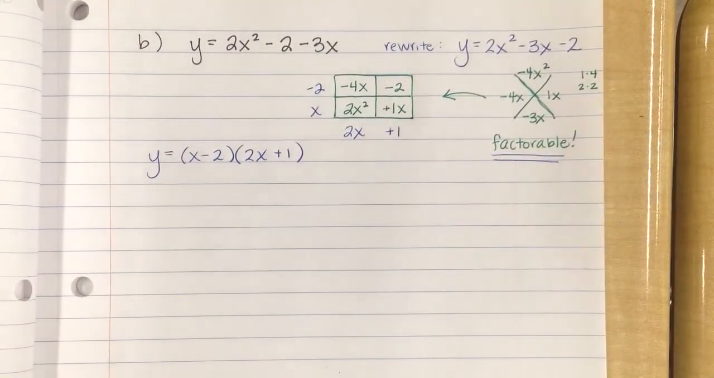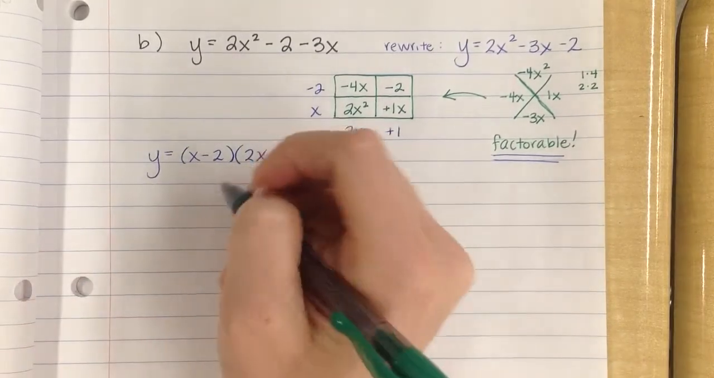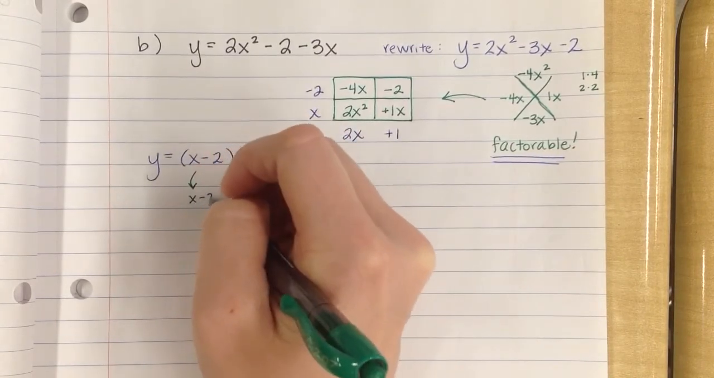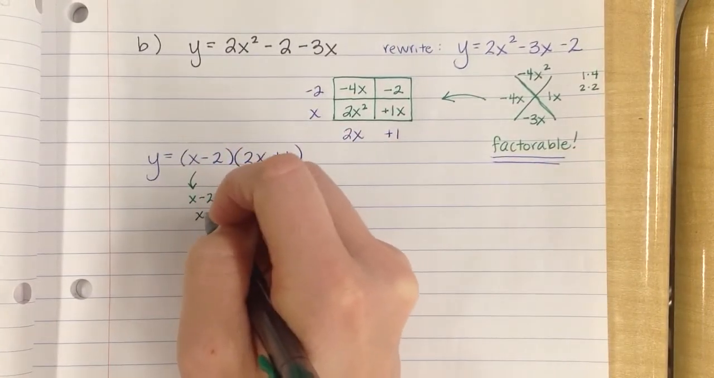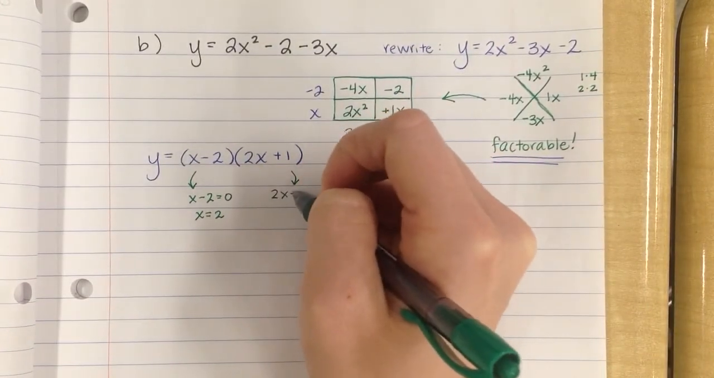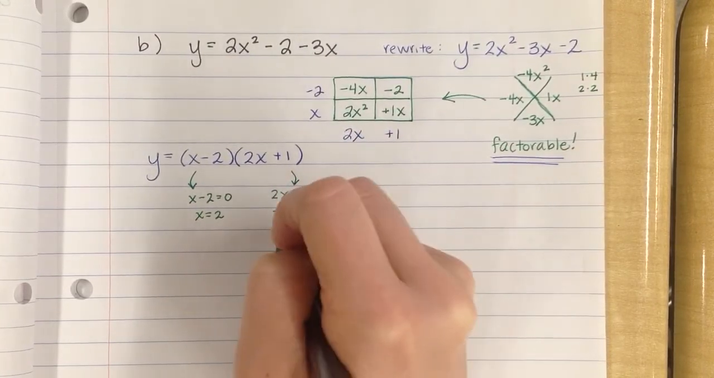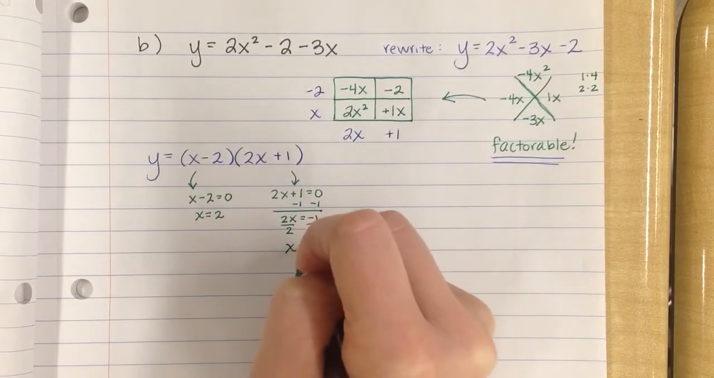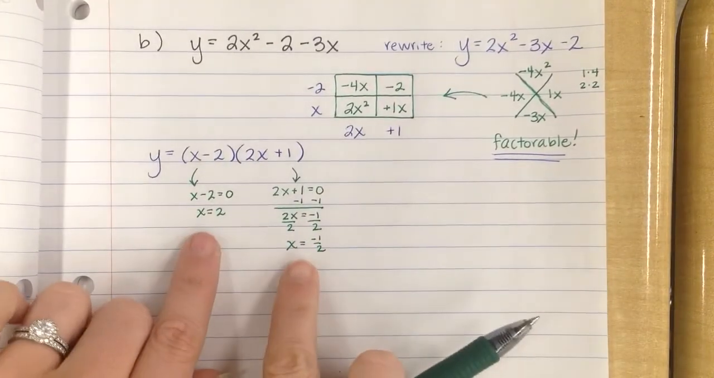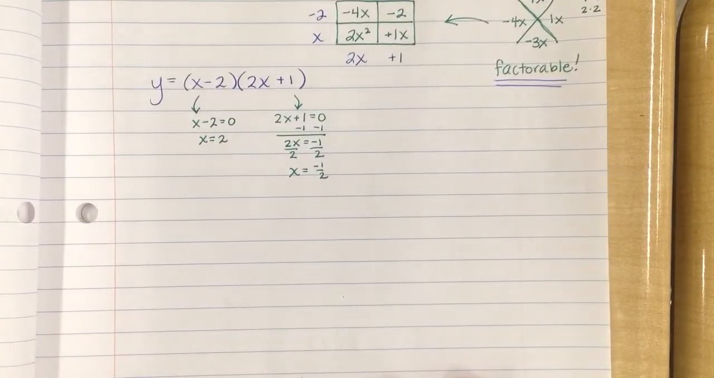Because this is factorable, we have chosen to use the factored form of the equation for part B. If we were to solve this, we would use the zero product property: x minus 2 equals 0, and we'd add 2 to both sides, so we get x equals +2. 2x plus 1 equals 0, subtract the 1, and divide by 2, and we get x equals -1/2. We have two final solutions, which means two real roots, which means this parabola crosses the x-axis two different times.